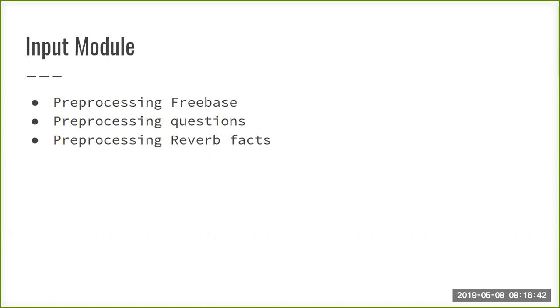For input, they have three different pre-processing steps. One is they pre-process the Freebase facts. Another is they pre-process questions, and they also have another type of pre-processing for this ReVerb setup, which they call transfer learning, and it's a bit of a weird setup.